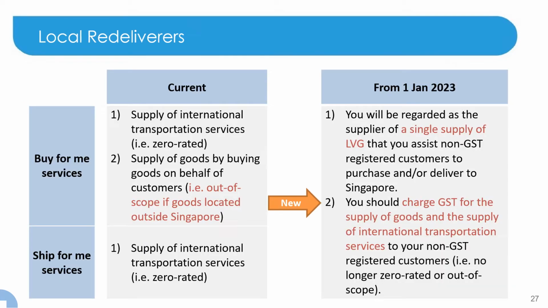For local redeliverers, the current GST treatment is that the supply of international transportation services is zero-rated and the supply of goods by buying goods on behalf of customers is out of scope if the goods are located outside Singapore. However, from 1st January 2023, local redeliverers will be regarded as a supplier of a single supply of LPG that they assist non-GST registered customers to purchase and/or deliver to Singapore. They will have to charge GST for the supply of goods and the supply of international transportation services to their non-GST registered customers, and thus supplies will no longer be zero-rated or out of scope.